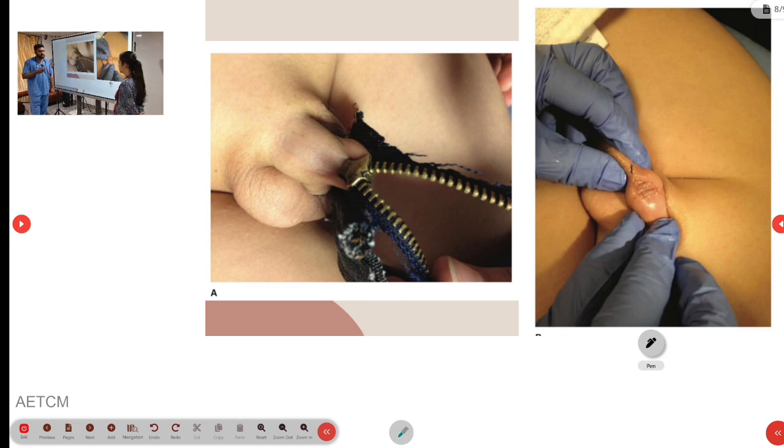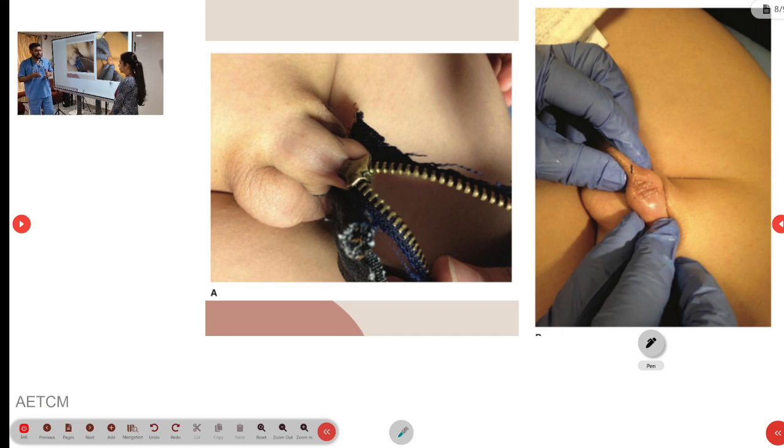And after removal of the zipper, if there are any abrasions, based on the tetanus toxoid vaccination status, we can give tetanus toxoid according to the guideline, or we can also apply an antibiotic ointment based on the abrasions. We should also inspect for any urethral injury. If there is any urethral injury, we have to give a consultation for urology for further exploration.